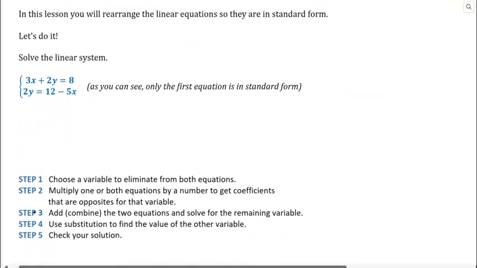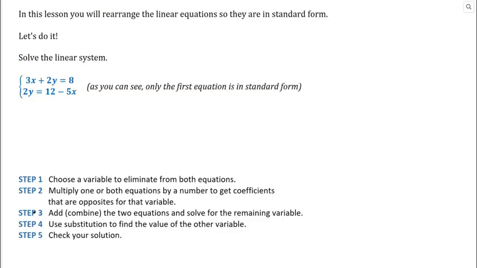All right, here's this system, and we're going to solve it. Now you'll notice 3x plus 2y equals 8, that's in standard form. But the second one, 2y equals 12 minus 5x, that's not in standard form. So we've got to put it into standard form first.